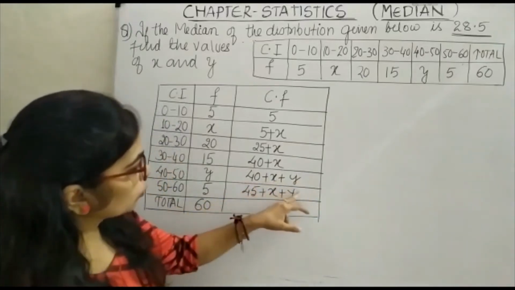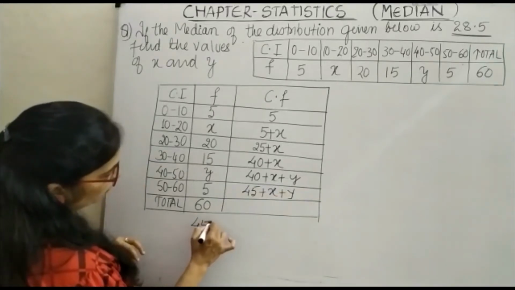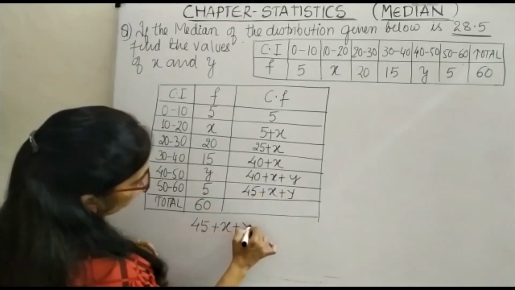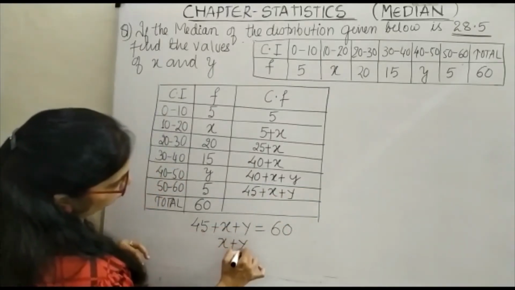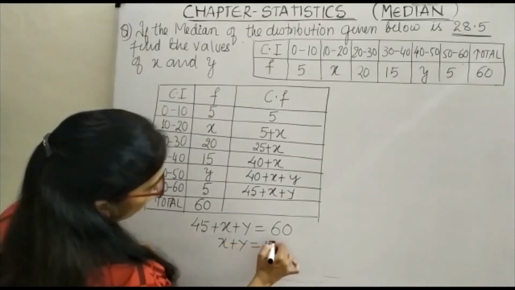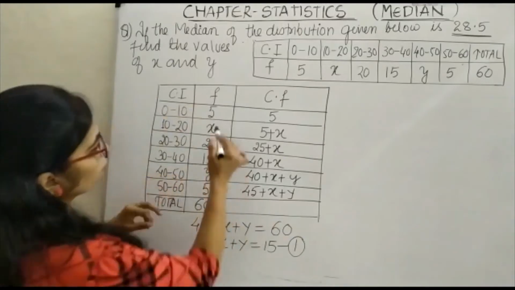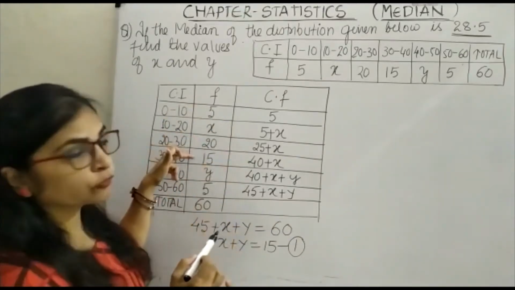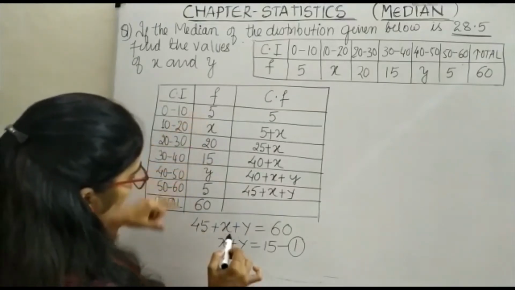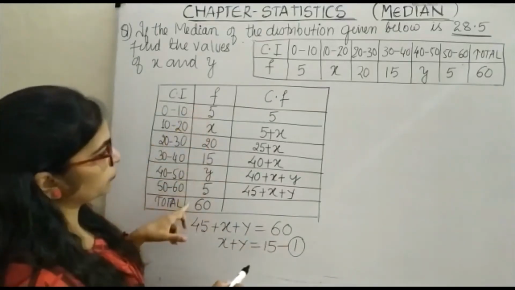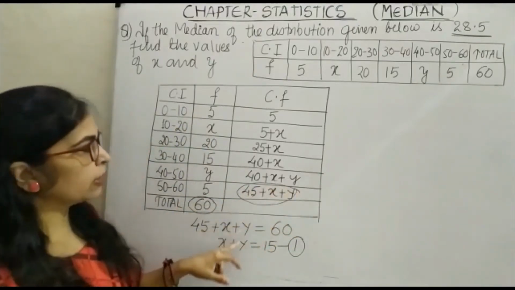The total of this should be equal to 60. So we get 45 plus x plus y is equal to 60, and x plus y is equal to 15. Give it equation number 1. Another way to see it: 5 plus 20 is 25, 25 plus 15 is 40, plus 5 is 45 plus x plus y. This equation is obtained from the frequency, and we know these two totals are the same.